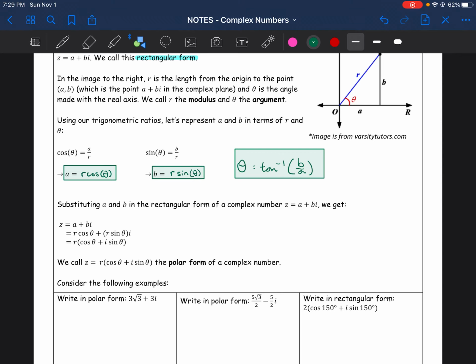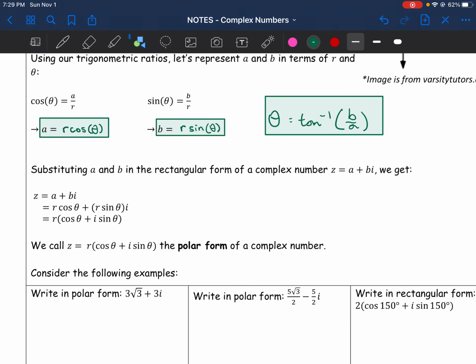Beautiful. So let's do some substitution here. We know that in rectangular form, a complex number is a plus bi. Let's replace a with r cosine theta, and let's replace b with r sine theta. Notice that both of these terms have an r in common, so I can factor the r out, and I get r times cosine theta plus i sine theta. We call this z equals r times cosine theta plus i sine theta the polar form of a complex number.